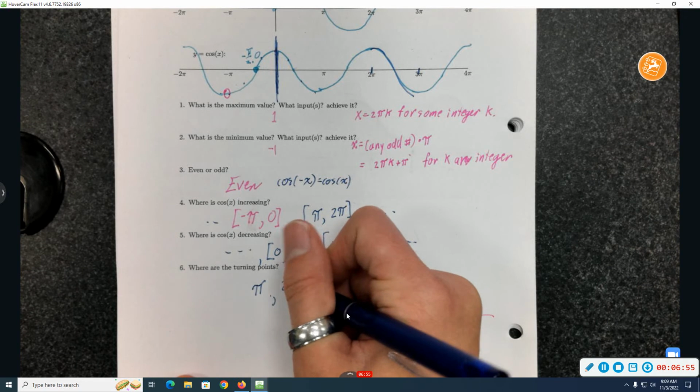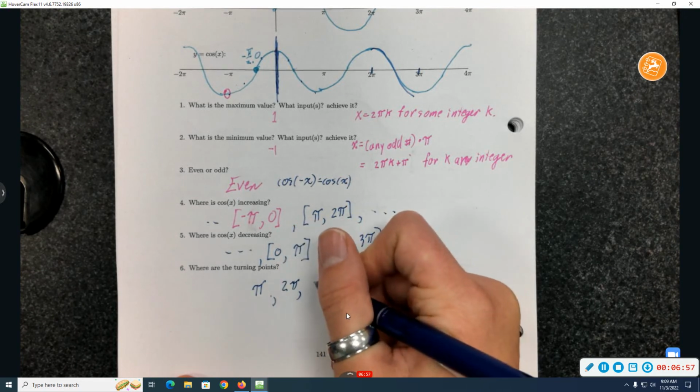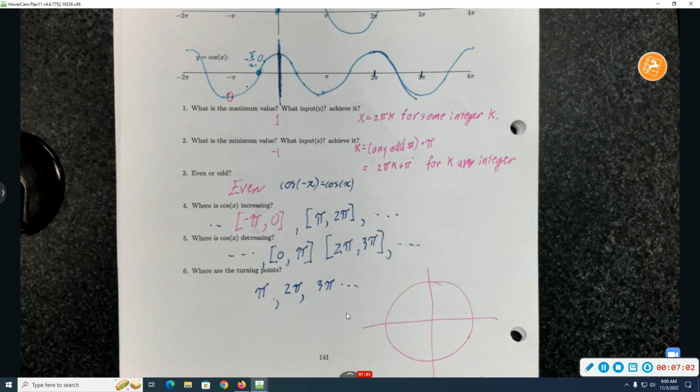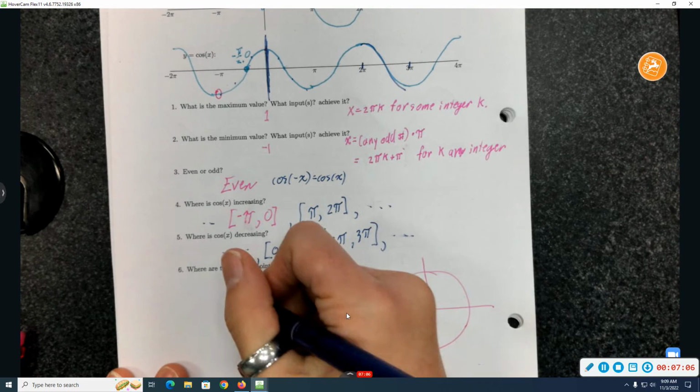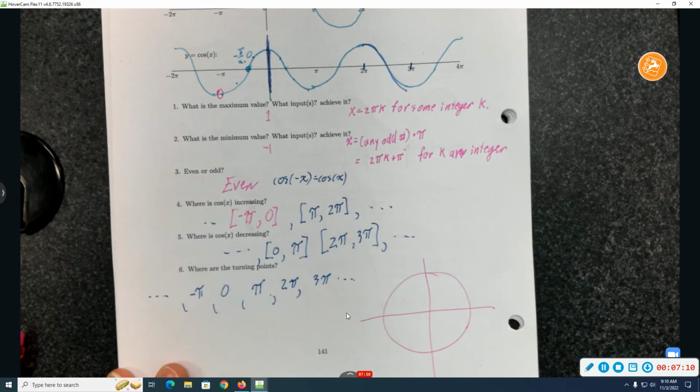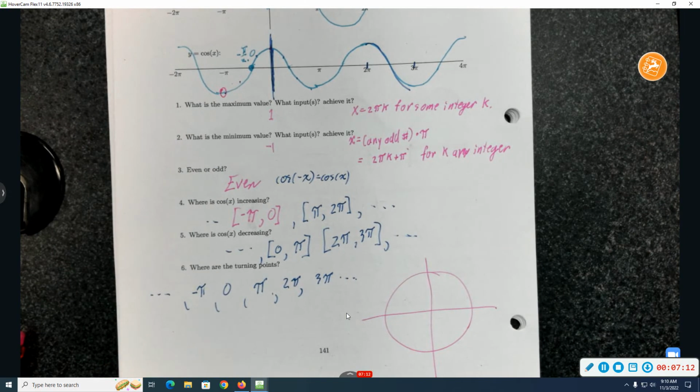2 pi. Another turning point. 3 pi. So it looks like multiples of pi. Does the same pattern also go the opposite direction? Yeah, so maybe I'll write 0 and negative pi just to make it clear I want to include negatives and include more ellipses. So you can read off lots of things by just looking at the graph of the trig functions.